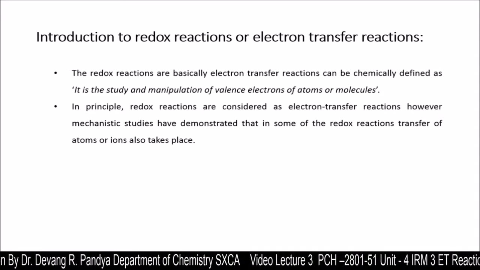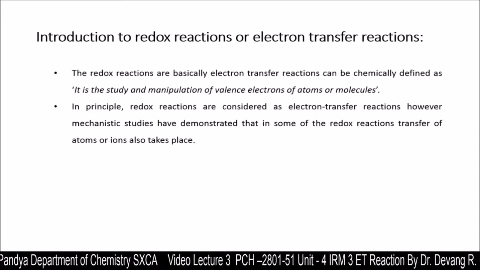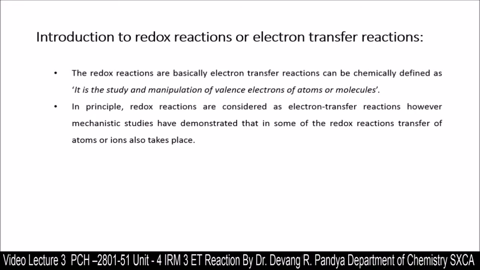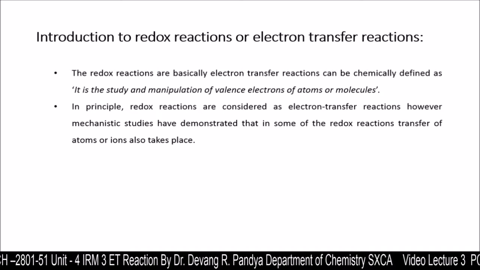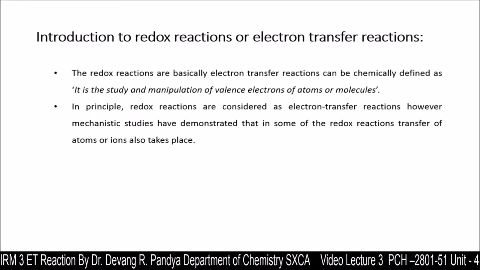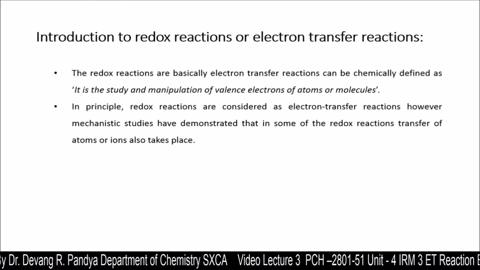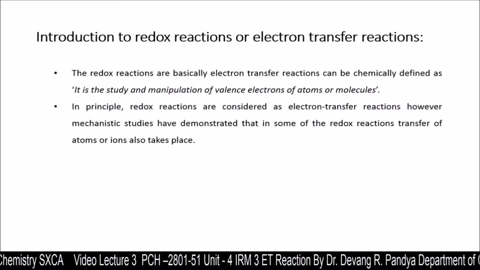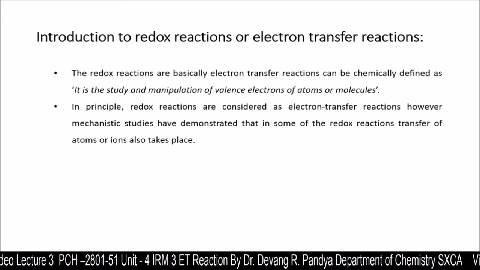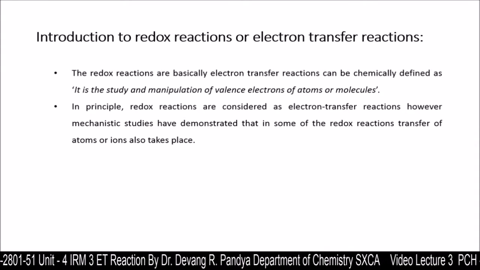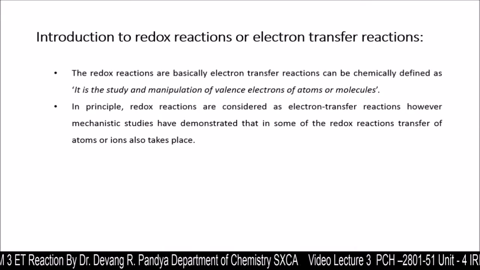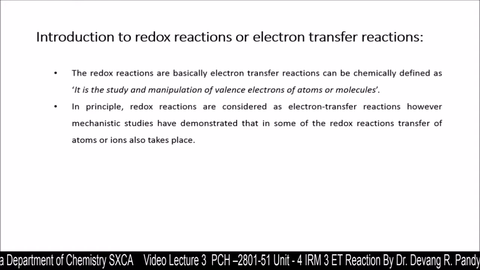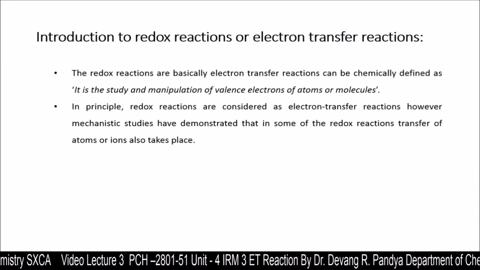As far as the principle of this redox reaction is concerned, the principal redox reactions are considered as electron transfer reactions, which are abbreviated as ET reactions. However, mechanistic studies have demonstrated that in some redox reactions, transfer of atoms or ions takes place. So the electron will be transferred from one species to another, but along with that, in certain cases we can see some atoms or ions transferred as well, and on the basis of that we can count them as redox reactions.